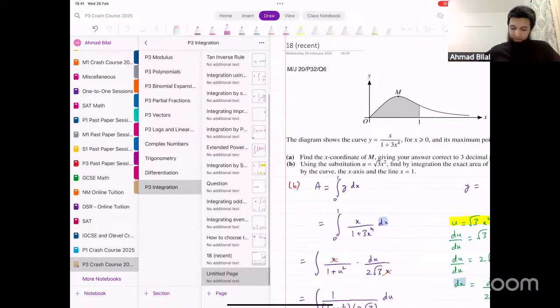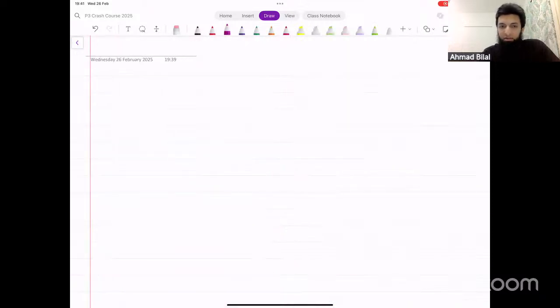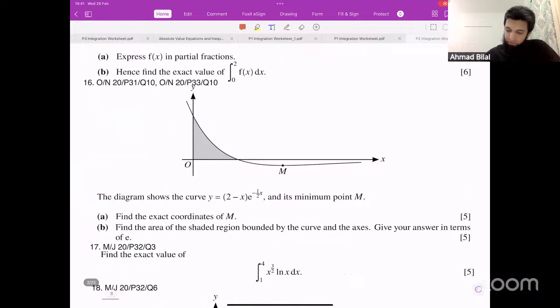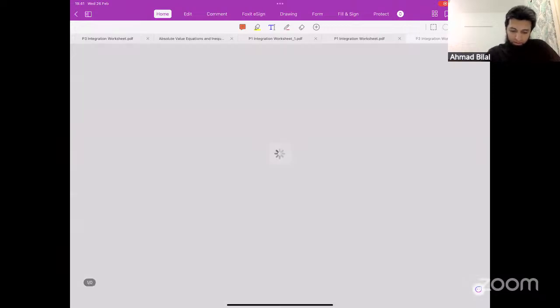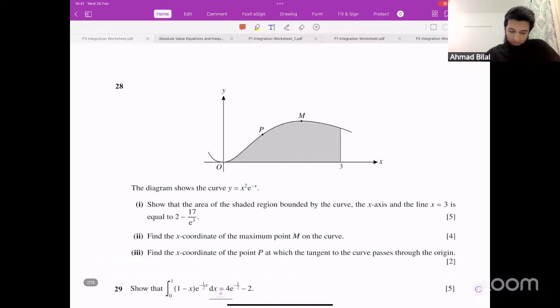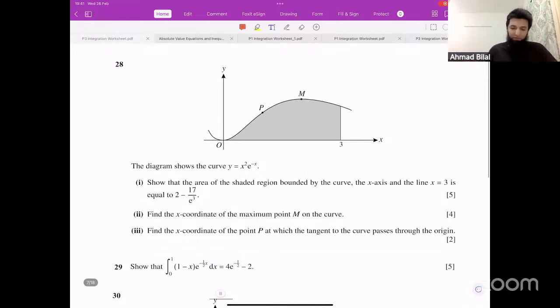All right, let's look at the next one. Question 28. That's the other one that you guys are asking about, but that's from the other worksheet. This one. Okay, 28 from the worksheet. Let's try this now.